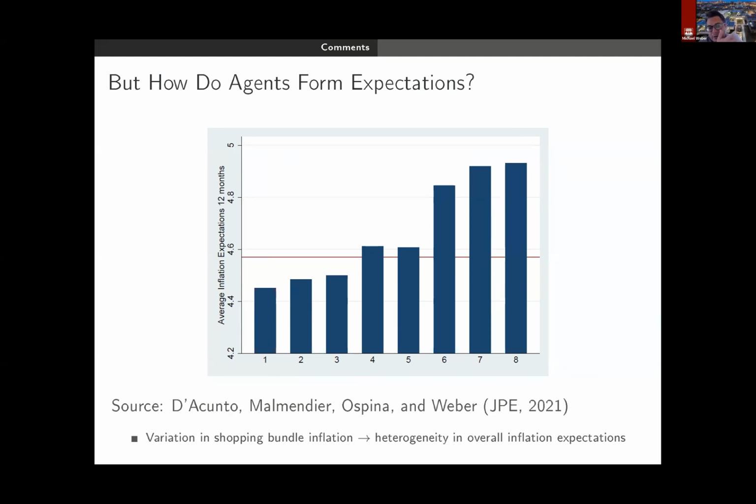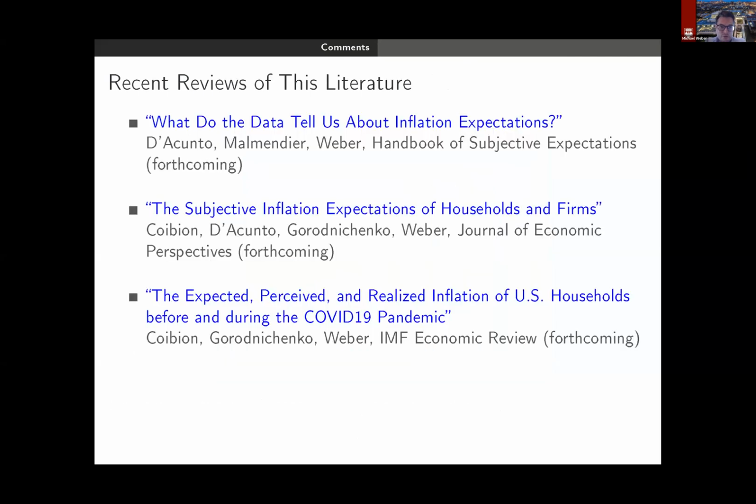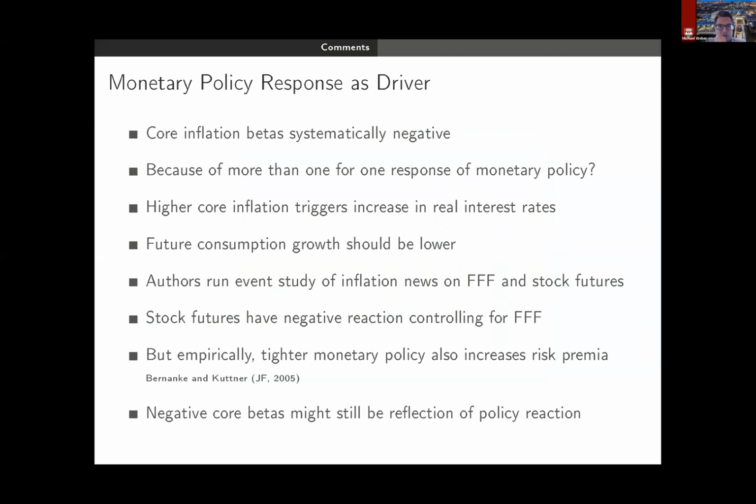So again, given that Nick showed us that in the end, grocery, food, and energy is quickly mean reverting, you shouldn't extrapolate from your own shopping bundle inflation to overall inflation, but that's actually what households and also firms tend to do. So let me now go back directly to the paper.